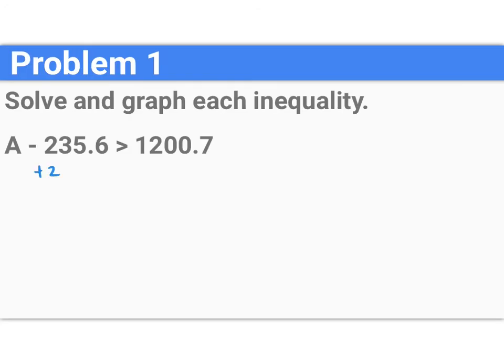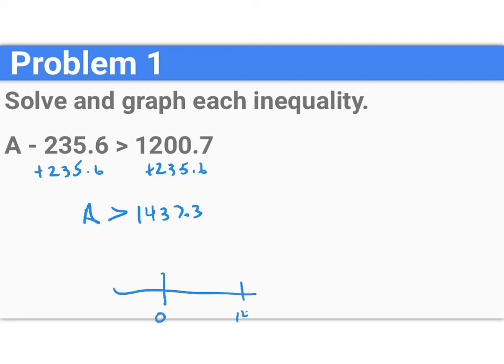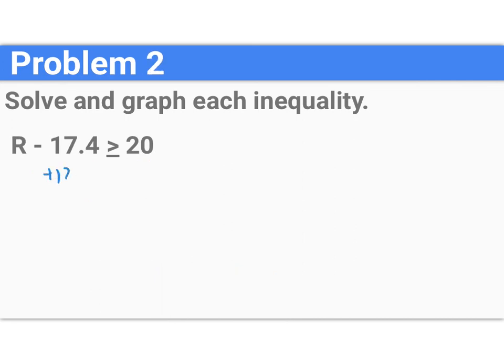Okay, so we're going to add 235.6 to both sides. And a is greater than 1437.3, and is bigger than it. Okay, there you go. Oops, I was off. Not 1437, it's 1436. I apologize. That's what I get for moving too fast. It's 1436, not 1437.